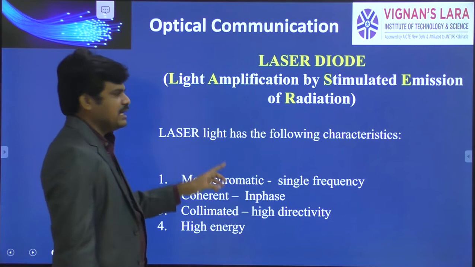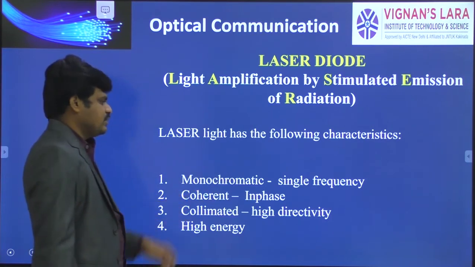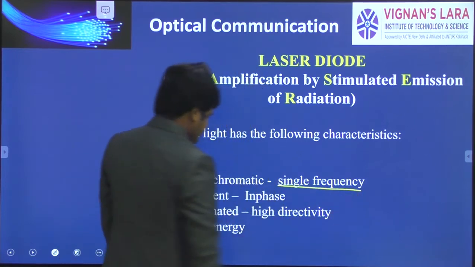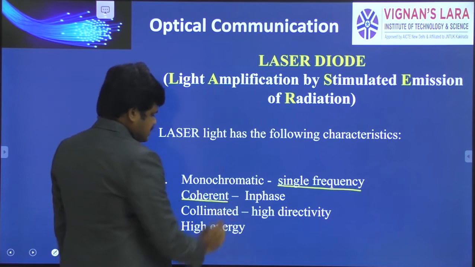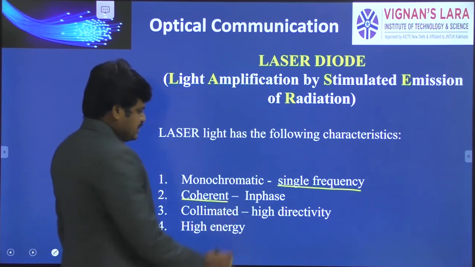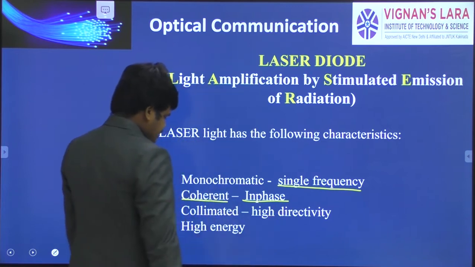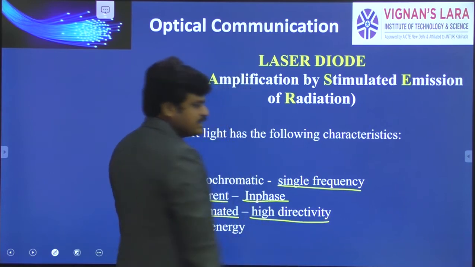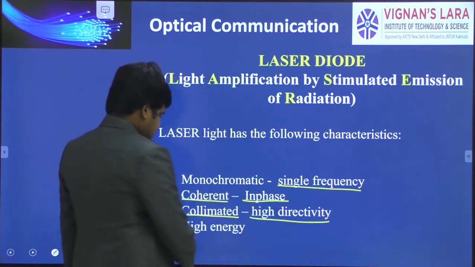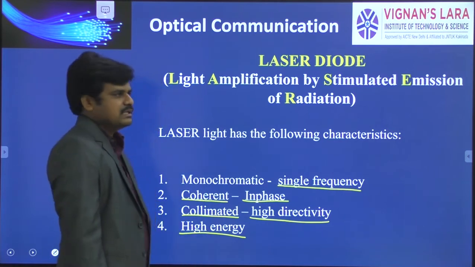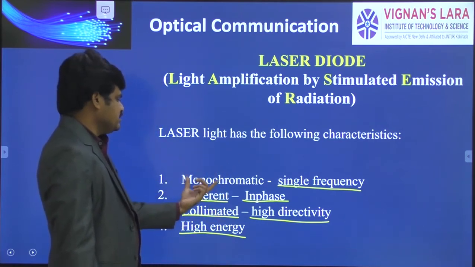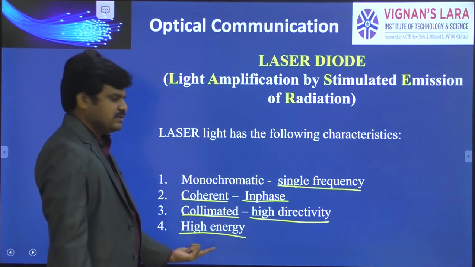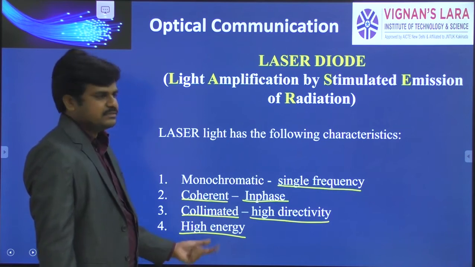So the laser light has some characteristics. What are those? One is monochromatic, that is, it has a single frequency. It is coherent in nature, that is, the signal is in phase. It is collimated, that is, it has high directivity. And another one is that it has high energy. So the characteristics of the laser are: it is monochromatic, coherent, collimated, and has high energy.